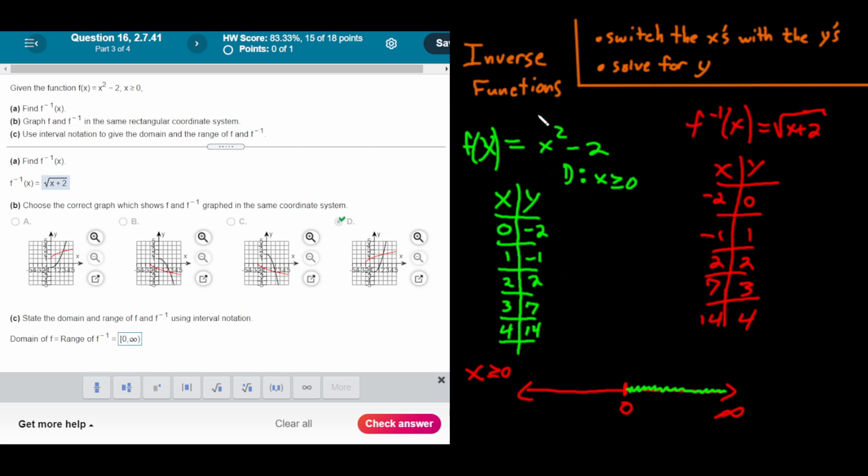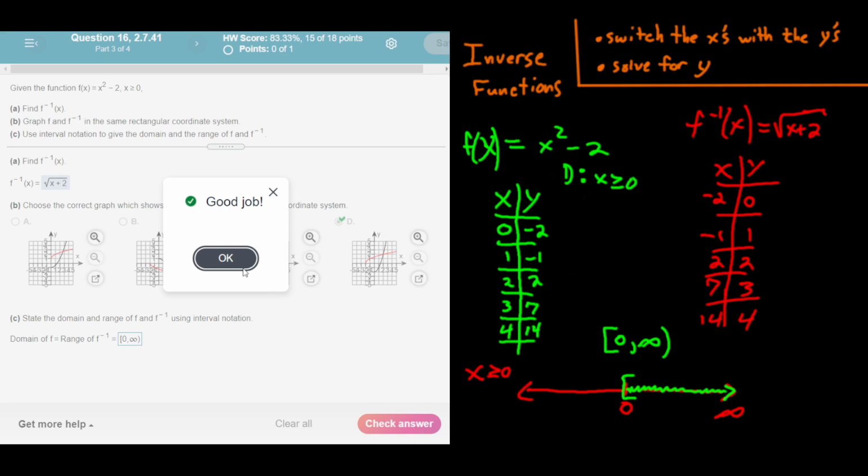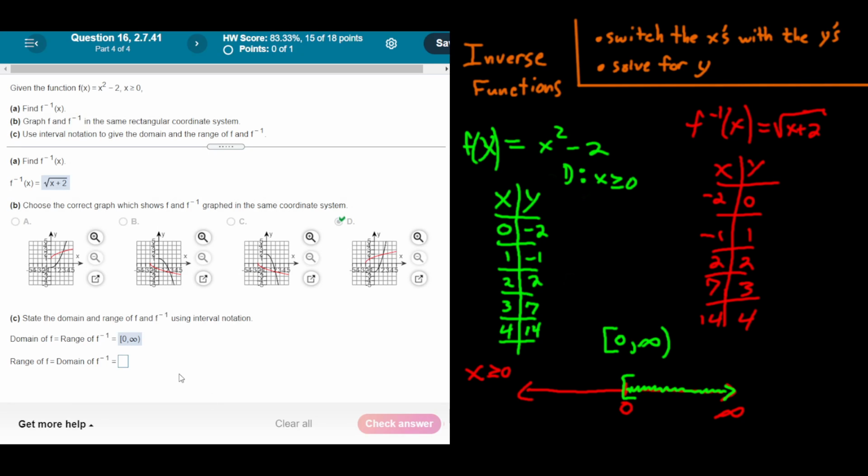So we know we're going to shade to the right, but what symbol do we use? Because it's equal to, we use a bracket, a square bracket. In interval notation, you can think of it as a copy and paste type of thing. You take whatever your graph is with the symbol. So we start off with a bracket at 0. So that's from 0 all the way to infinity. So that's our interval notation. Just a little refresher.